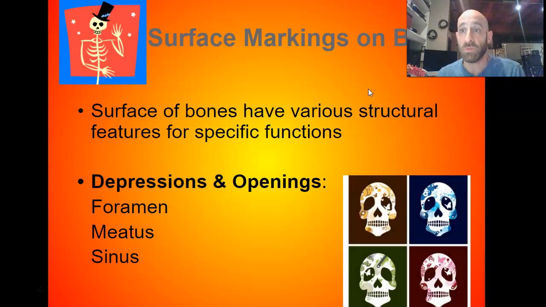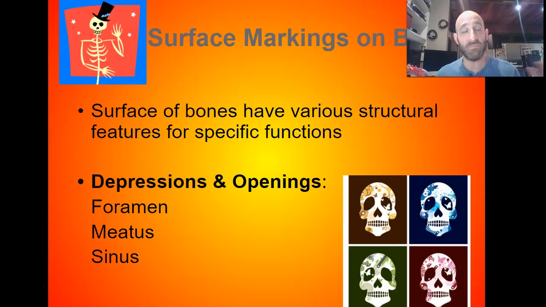Now we got to go through some terminology. So basically, bones are not smooth. Bones have lots of different things going on. And the reason why is because bones are hard. For example, if blood vessels need to get through a bone, they need to go through an opening. We talked about that before.